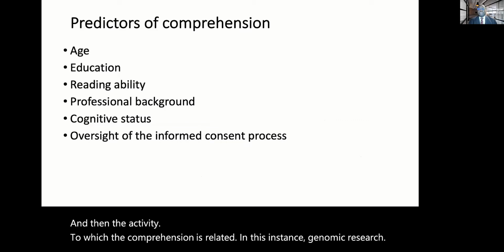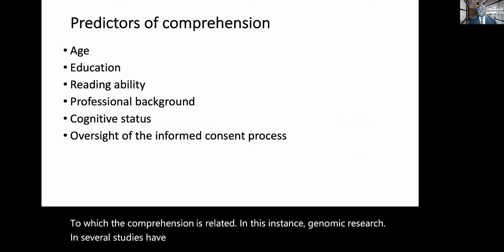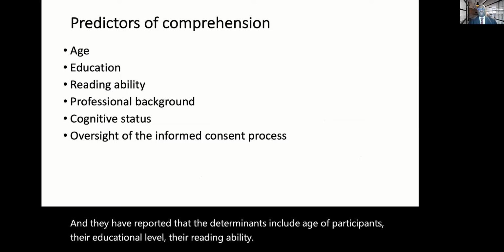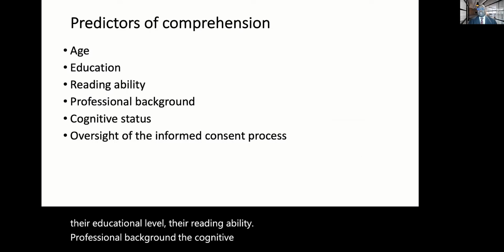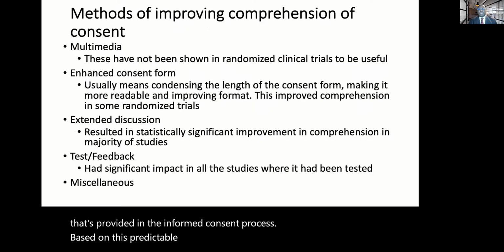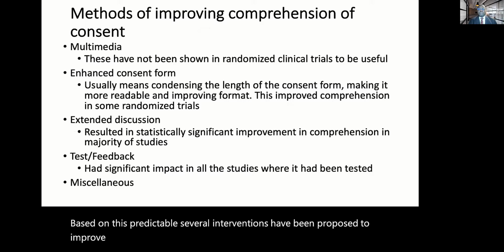Several studies have examined the determinants of comprehension, and they have reported that the determinants include age of participants, their educational level, their reading ability, professional background, their cognitive status, and the level of oversight that's provided in the informed consent process. Based on these predictors, several interventions have been proposed to improve the comprehension of informed consent.